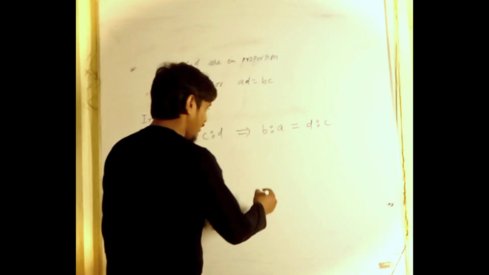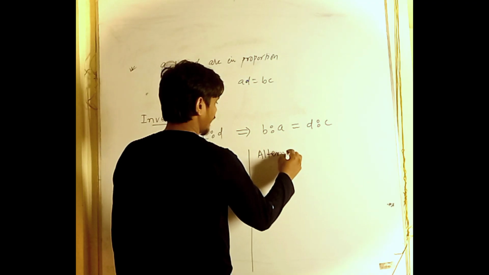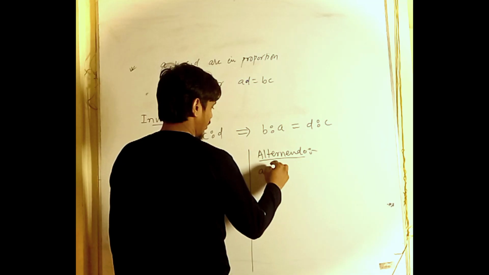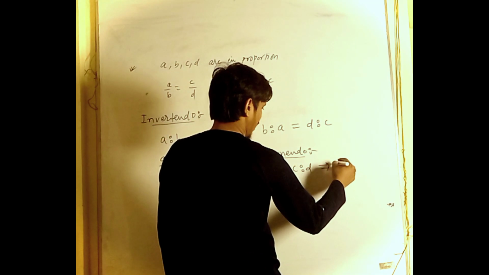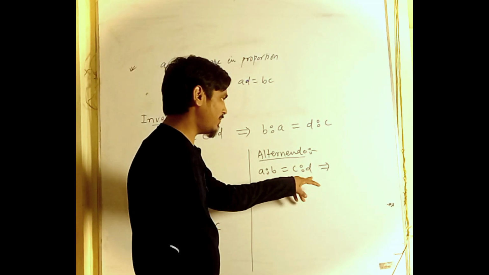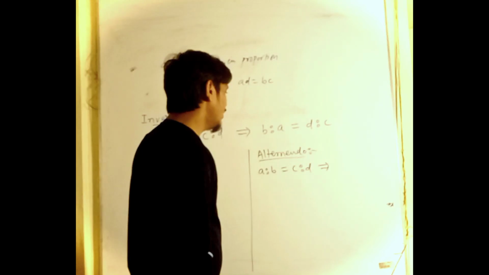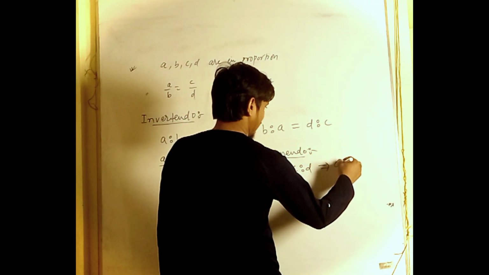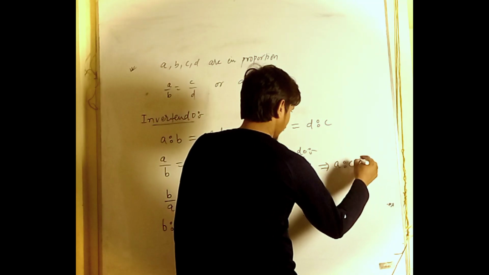Now let's say we have another property that we call alternando. Again I'm taking a ratio A ratio B equal to C ratio D. By interchanging the mean terms, keeping the extreme terms as they are, the proportion will remain the same. I mean, by interchanging B with C, we'll get A ratio C equal to B ratio D.